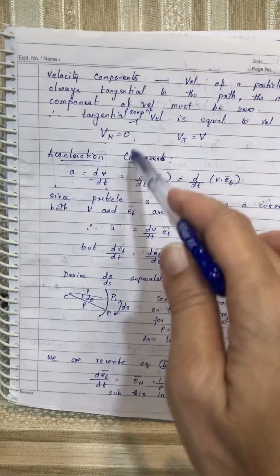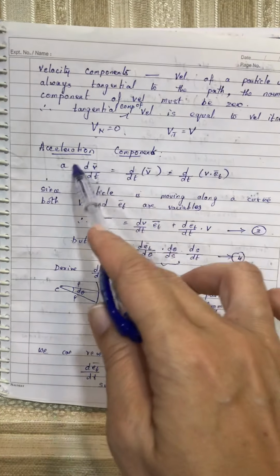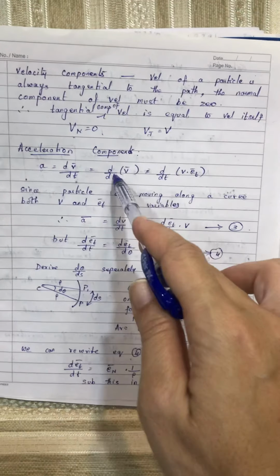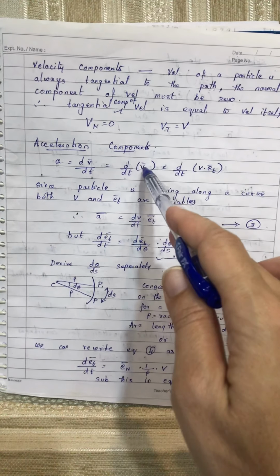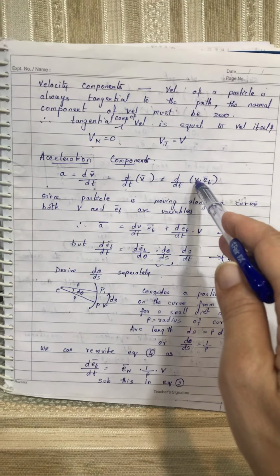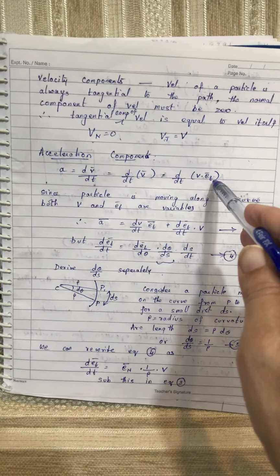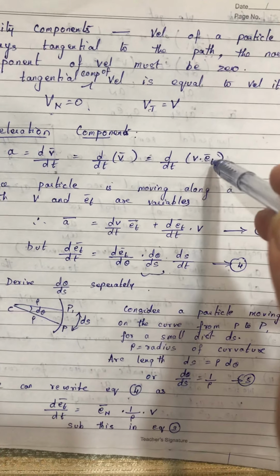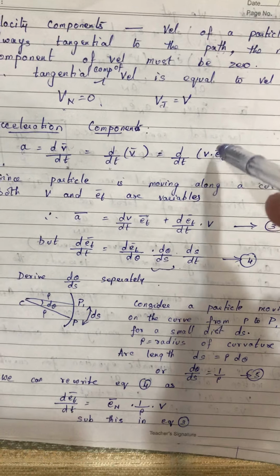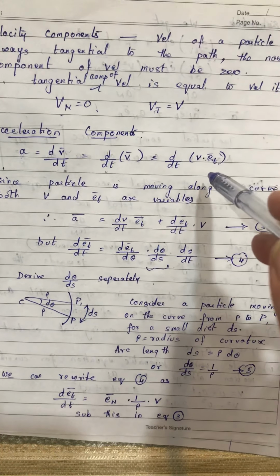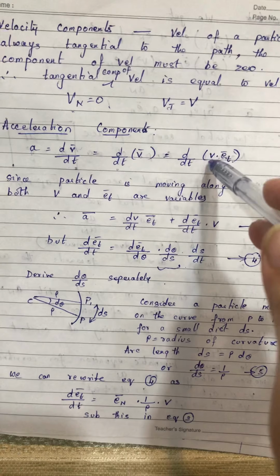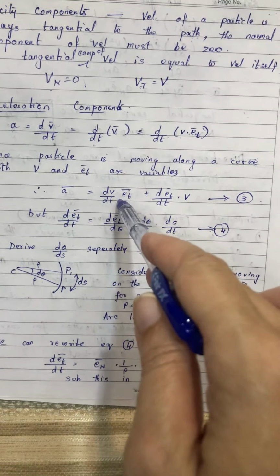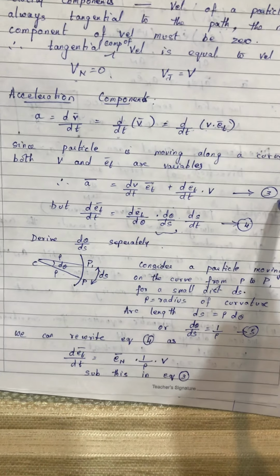Acceleration component. We'll derive an expression for acceleration component. a, as we know, is d by dt of the velocity vector. Velocity vector is equal to velocity into position vector in the tangential direction. Why? Because the velocity on a curved path is only directed in the tangential direction. Since the particle is moving on the curved path, both v and et are variables. So I differentiate this. I am arriving at equation 3.